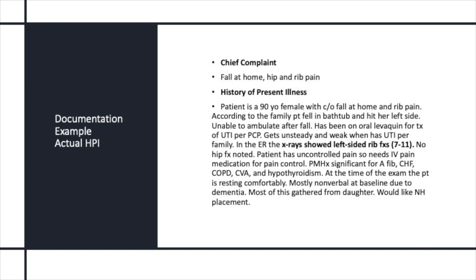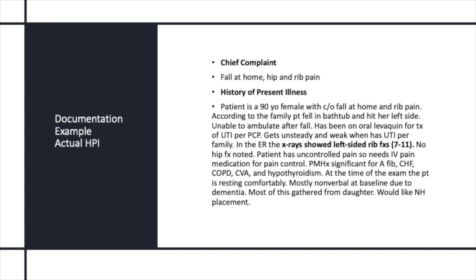In the emergency room, the x-rays showed a left-sided rib fracture 7 to 11. No hip fracture was noted, but the patient has uncontrolled pain, so she needs IV pain medication for pain control. Past medical history is significant for AFib, congestive heart failure, COPD, CVA, and hypothyroidism. At the time of the exam, the patient is resting comfortably. Most nonverbal at baseline due to dementia. And a lot of this information was gathered from the daughter who would like nursing home placement.